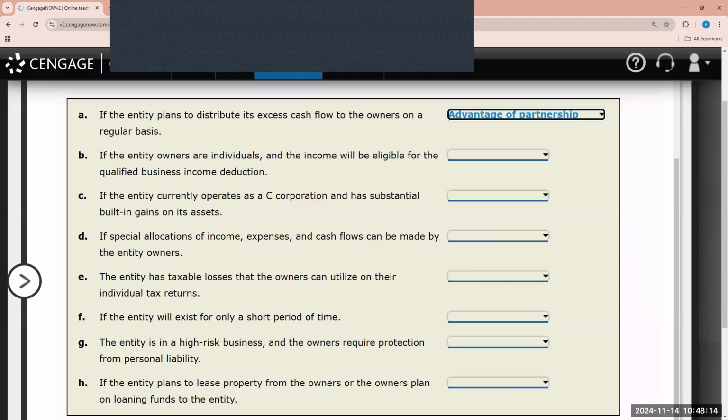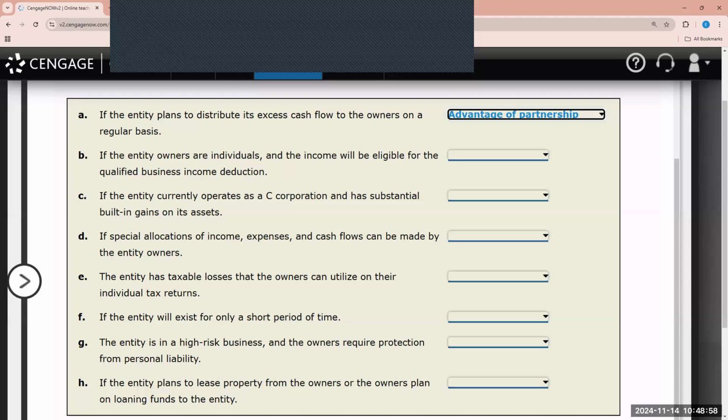So a partnership is more advantageous to a C corporation whenever the entity wants to distribute excess cash flow to the owners on a regular basis. The reason being is because essentially with a C corporation, they would need to distribute dividends. And the challenge with that is that the corporations are subjected to double taxation. There's income at the corporate tax rate, plus there's dividends when excess cash is distributed to shareholders. So this is one of the challenges. This is actually a disadvantage of a C corporation.